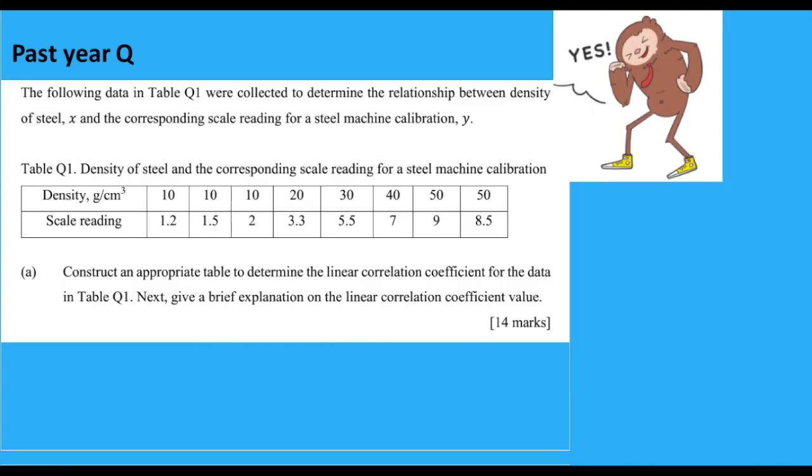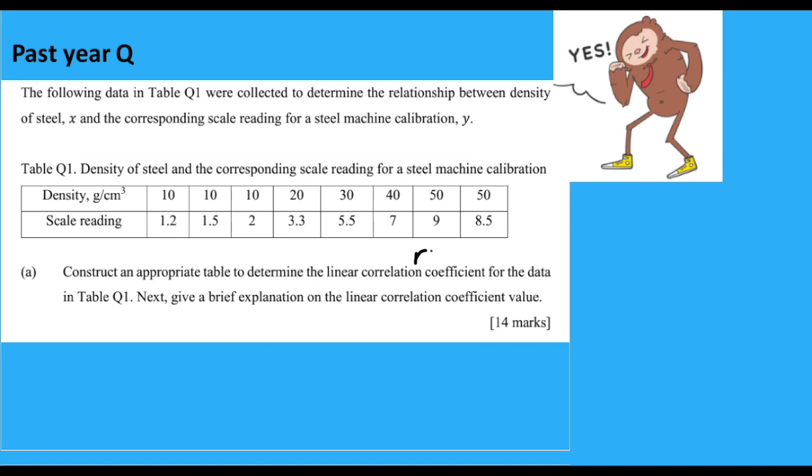Class, let's discuss this past year question. The question asks us to construct an appropriate table to determine the linear correlation coefficient. That means we need to calculate the value of R for the data in table Q1. Next, give a brief explanation of the linear correlation coefficient value. So first, we need to construct a table, and then we calculate the value of R, and then we explain what R means.